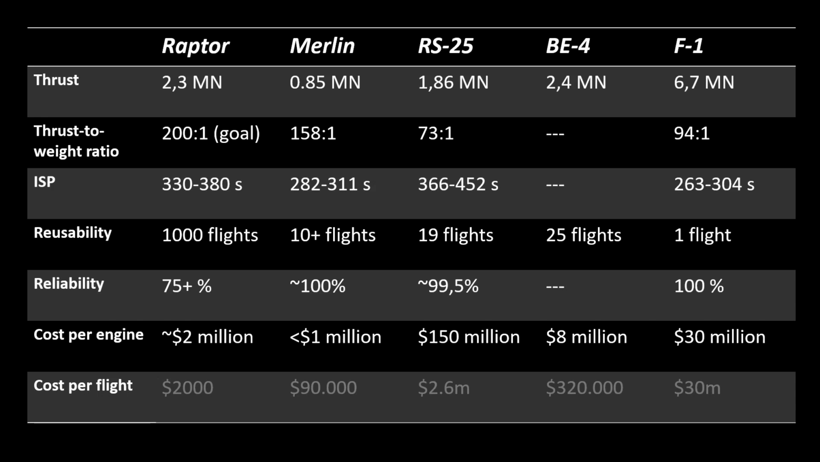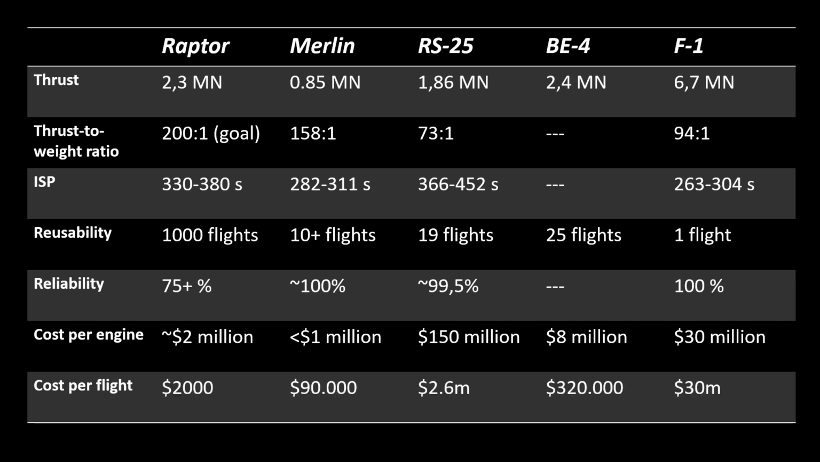And the last contender, the F1, would have cost around $30 million in today's dollars, since the prices we have of that engine are heavily influenced by inflation and other monetary things, because the dollar back in the 60s had a pretty different value from the dollar today.